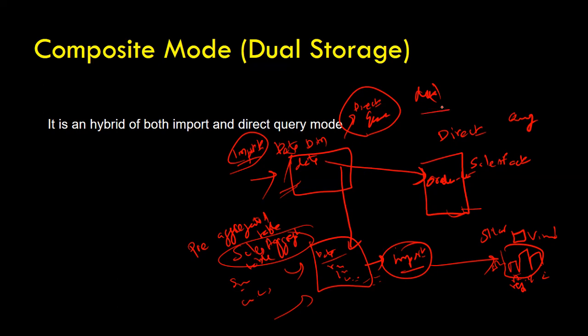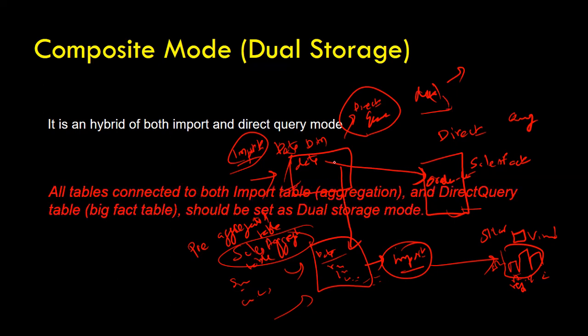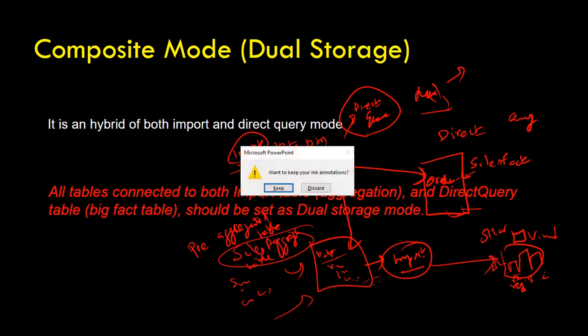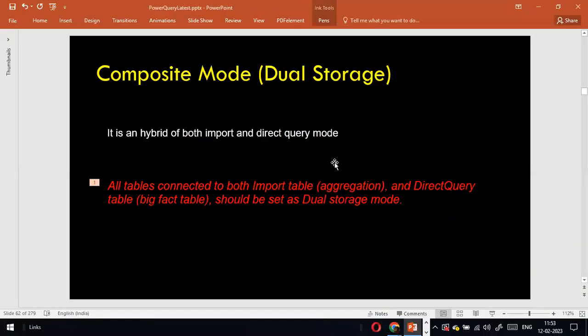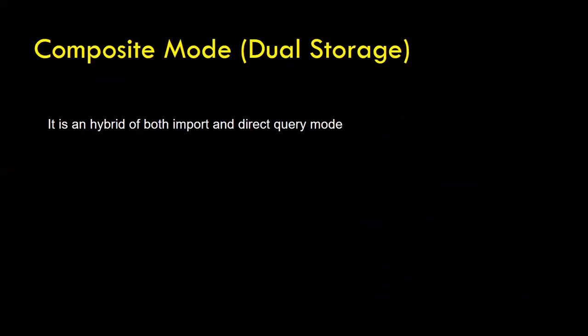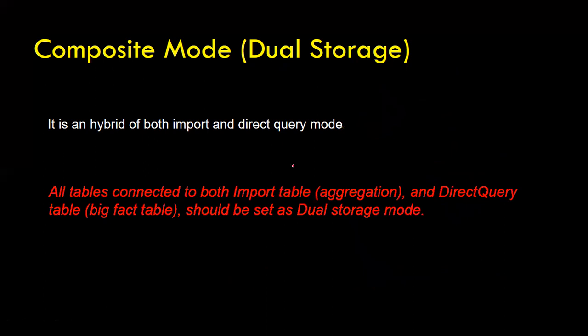So Power BI automatically determines when it should use the direct query mode of this table and when it should use the import mode of this table. The rule of thumb, rather, the best practice, is: all tables connected to both import table and direct query table should be set as dual storage mode.